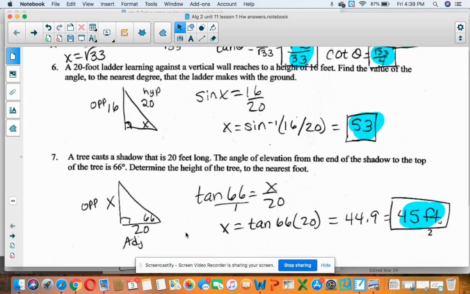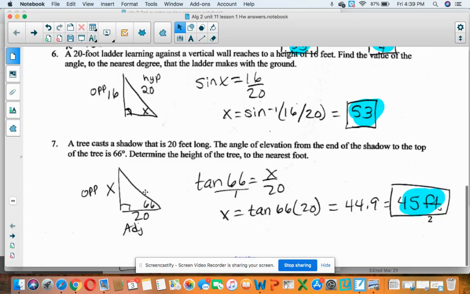Number 7 is another one where I'm going to draw my own picture. I have a tree. It casts a shadow that's 20 feet long, so my shadow is always going to be on the ground right there. And the angle of elevation is in the bottom corner of your triangle, is 66 degrees, and I want to find the height of the tree. So my height of a tree is going to be this vertical line right here.